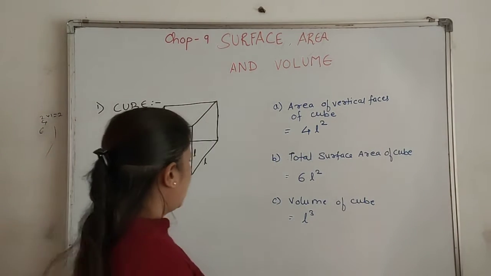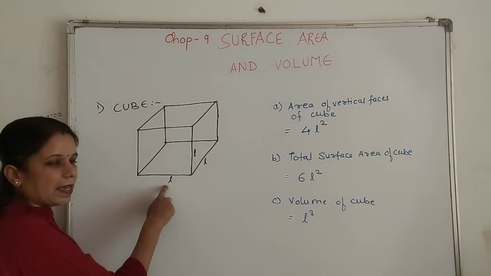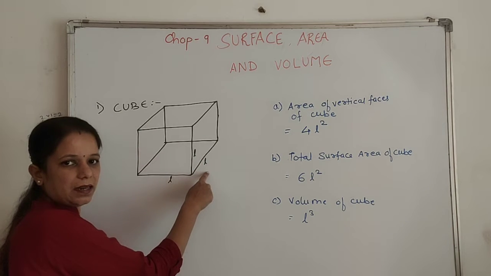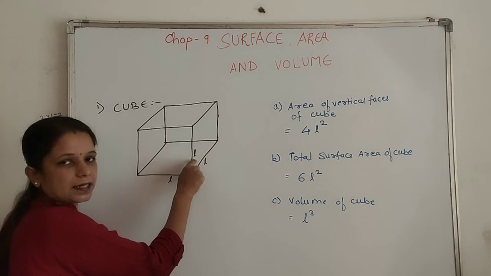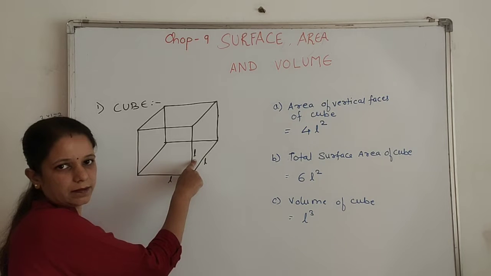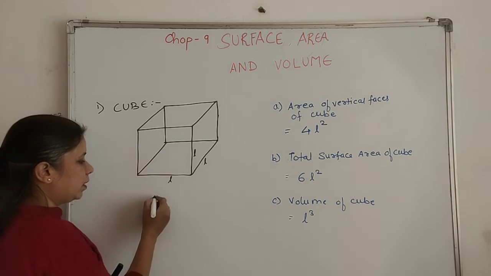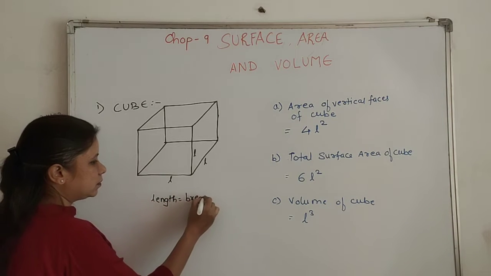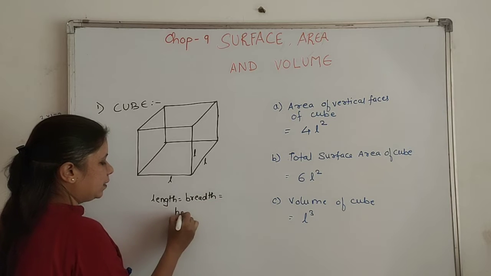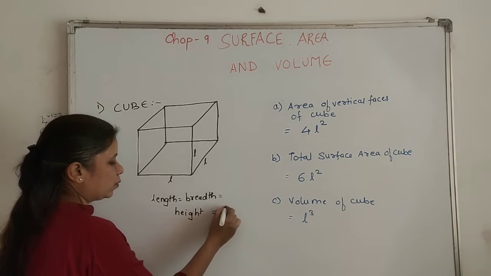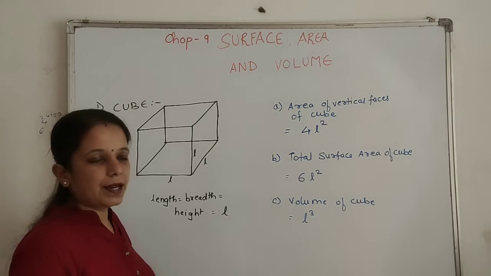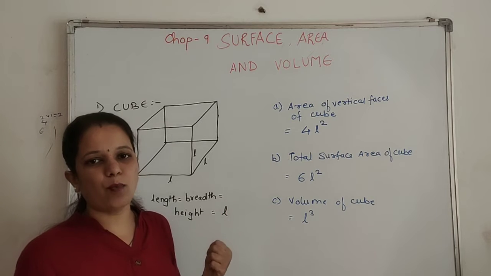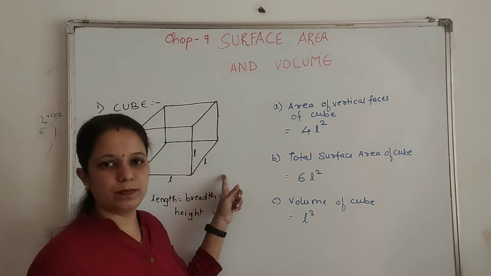Hence, this is length, which is L. This is breadth, we will take it as L. And this is height, that is also, we will take it as L. Okay? So for a cube, length equal to breadth equal to height equal to L. Okay? Now we will study three important formulas related to the cube.